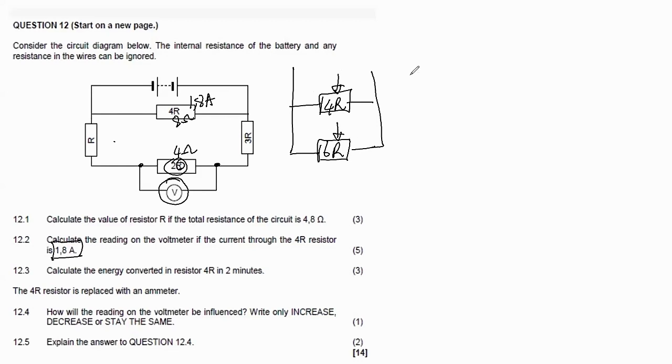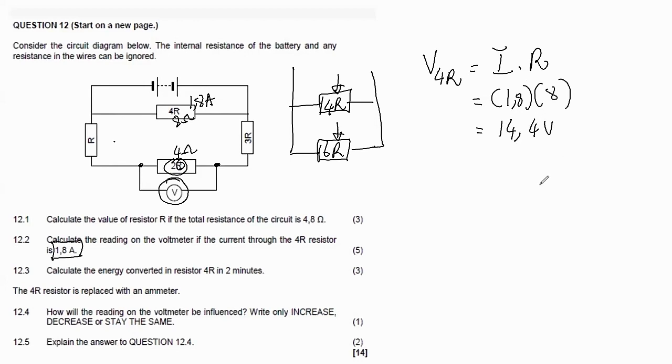So that means, in other words, let's start by calculating the voltage of the 4R resistor. So we will say current multiplied by R, and then our current is 1.8, but then our total resistance for the 4R resistor is 8, because we say 4 multiplied by 2. Then if we say 1.8 multiplied by 8, we're going to end up having 14.4 volts, right? So that's 14.4 volt.